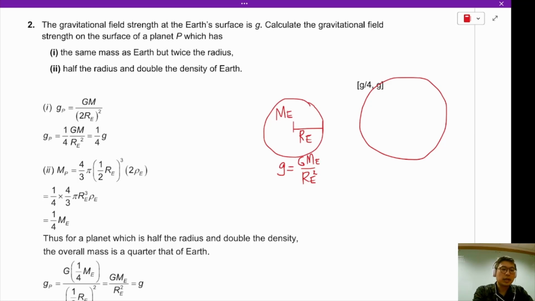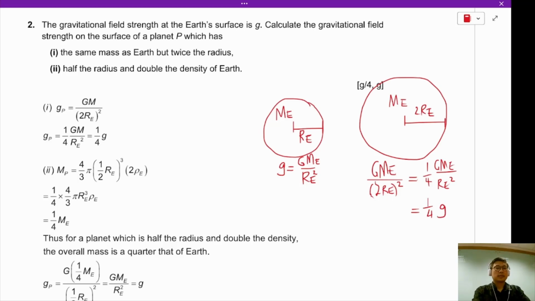Now let's take a look at the new one. The new one has the same mass as the Earth but twice the radius. So the radius will be 2Re. So GMe over (2Re) squared, right? What this means is that it becomes 1/4 of GMe over Re squared. And this means that it's actually 1/4 g.